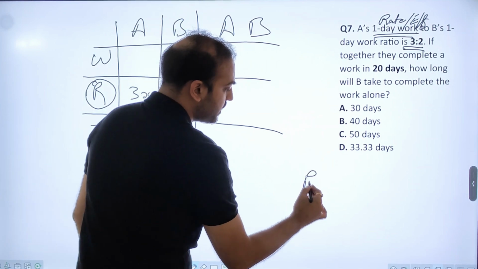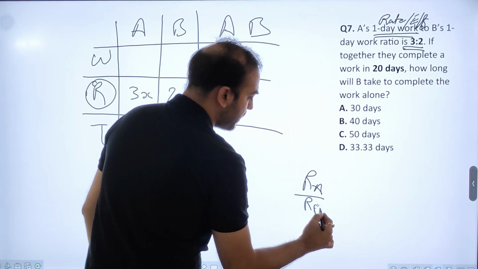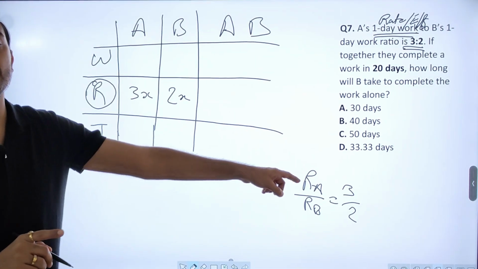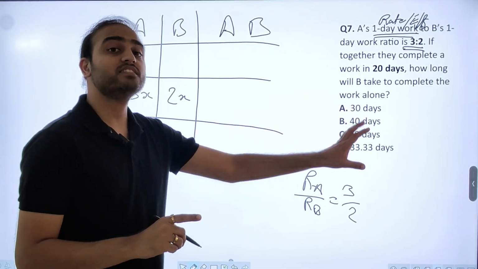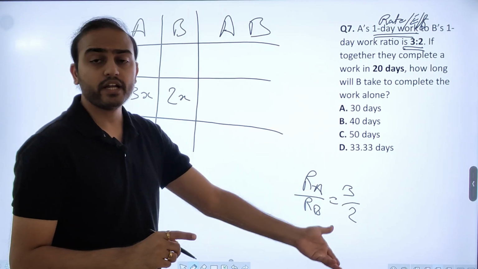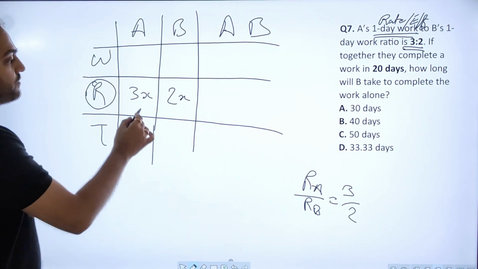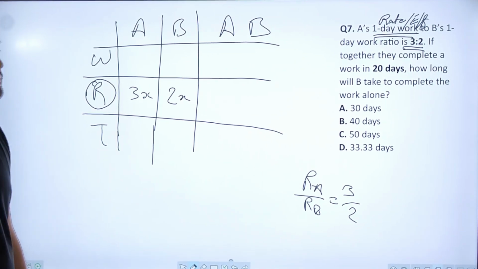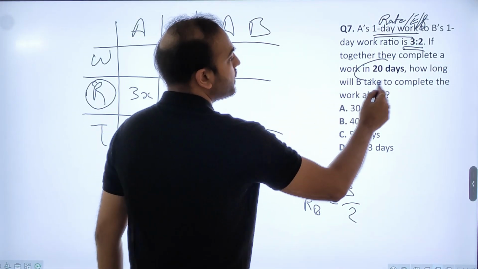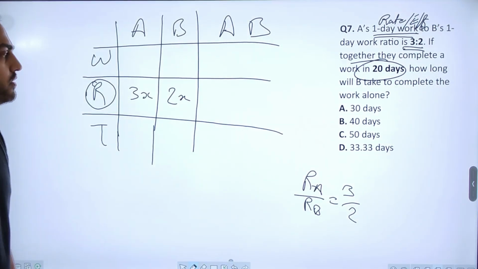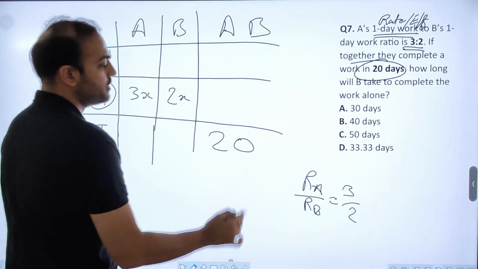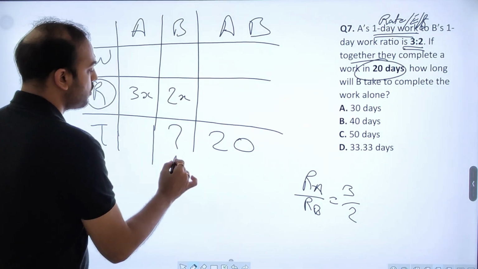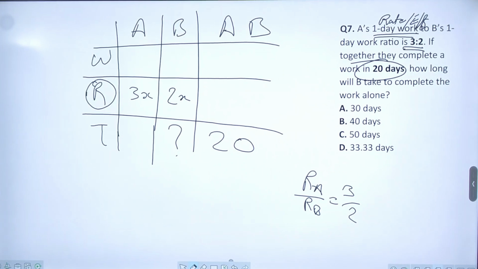Okay, what we understand from here, RA by RB is 3 by 2. This does not mean that rate of A is 3 and rate of B is 2. It's the ratio which is 3:2, could be 30:20 also. That is why we are writing the 3x and 2x. Together they complete the work in 20 days. So this time is 20. Question is, how long will B alone take to do the job?